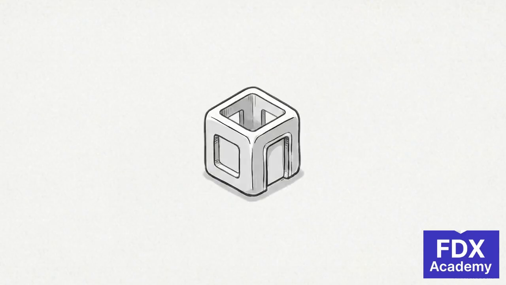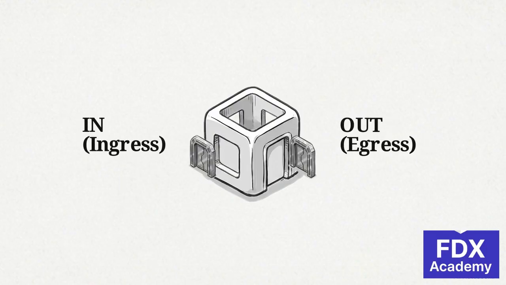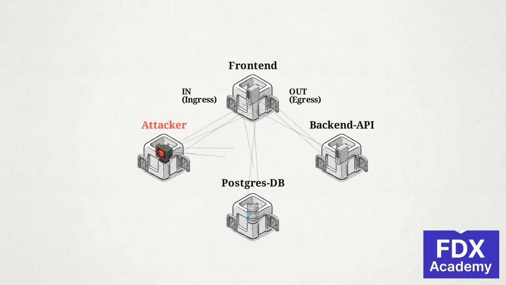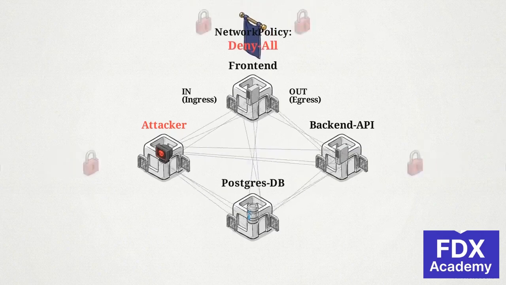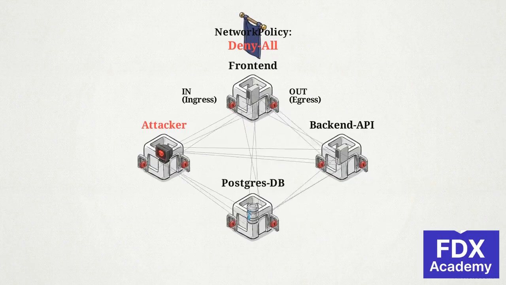To fix this, think of every pod as a room with 2 doors. One door controls traffic coming in, which we call ingress. The other door controls traffic going out, known as egress. Our first step is to apply a baseline deny all network policy to the entire namespace. This single policy immediately locks every door in the cluster, completely severing all internal communication.